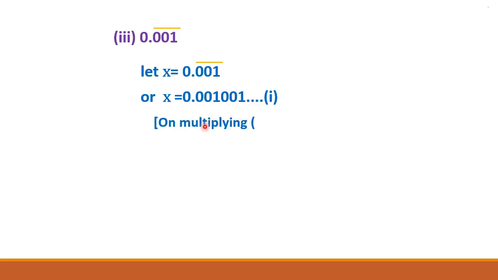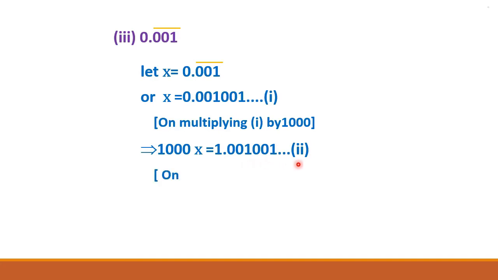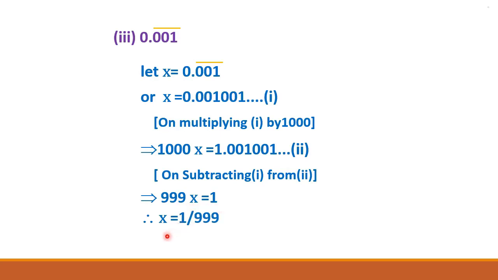Example 3. 0.001 bar. Let x is equal to 0.001 bar or x is equal to 0.001001 and so on. This is equation 1. On multiplying equation 1 by 1000 implies 1000x is equal to 1.001001 and so on. This is equation 2. On subtracting equation 1 from equation 2 implies 999x is equal to 1. Therefore, x is equal to 1 by 999.